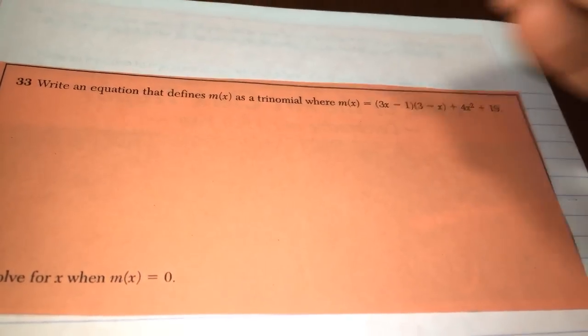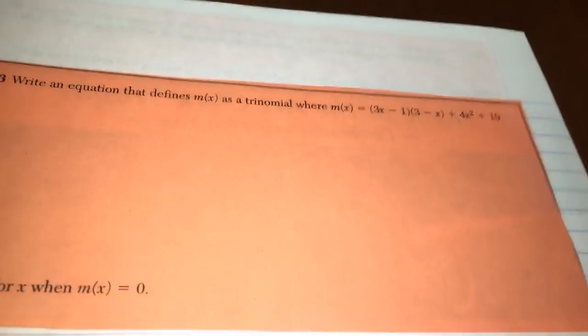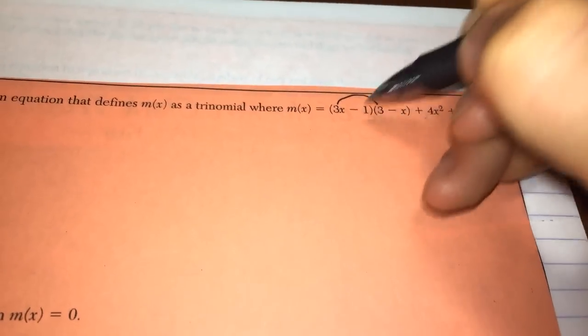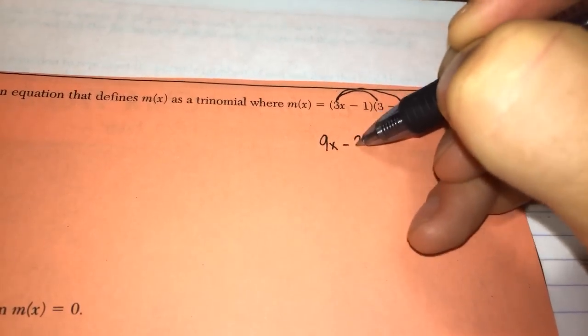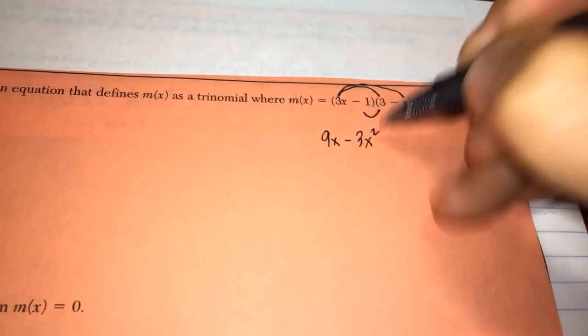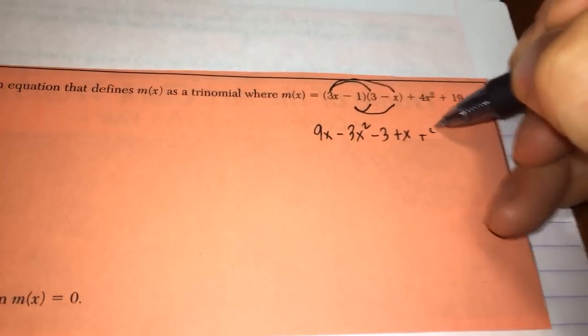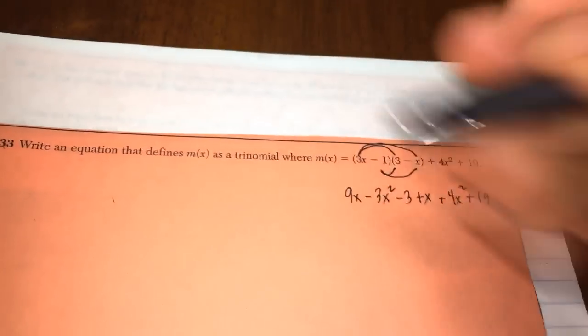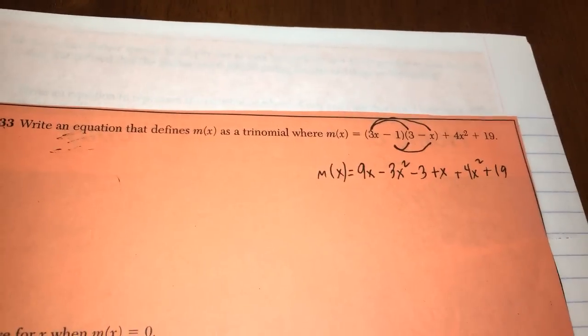Write an equation that defines m of x as a trinomial, where m of x is this long expression. What I have to do is simplify these parentheses. So I need to multiply 3x times 3, I get 9x. 3x times x, I get minus 3x squared. I get minus 3 here, and then I get plus x here. Plus 4x squared plus 19. And because they want an equation, I can't forget to write m of x equals. Remember, all equations have an equal sign.